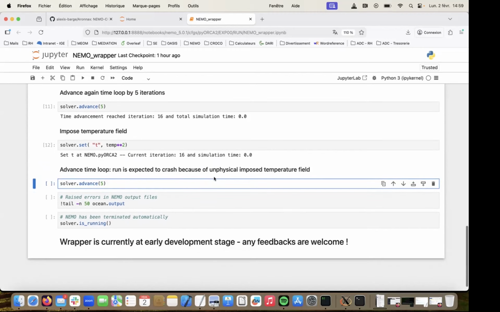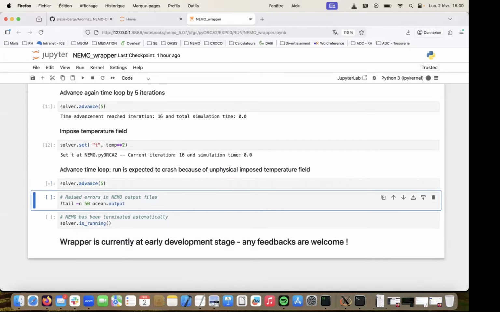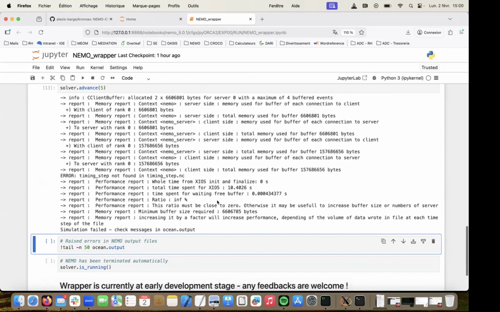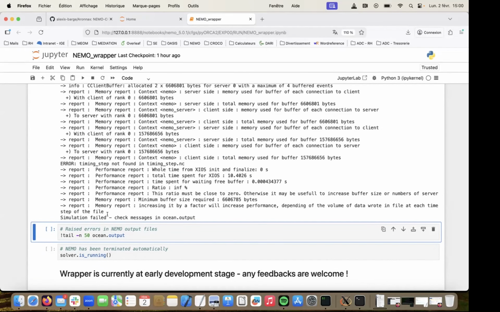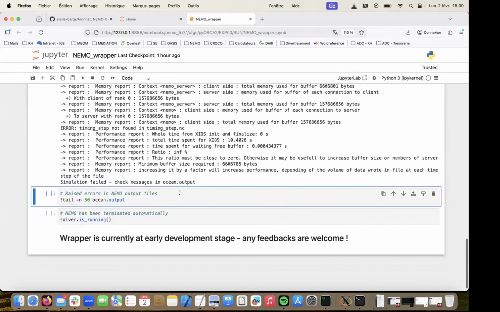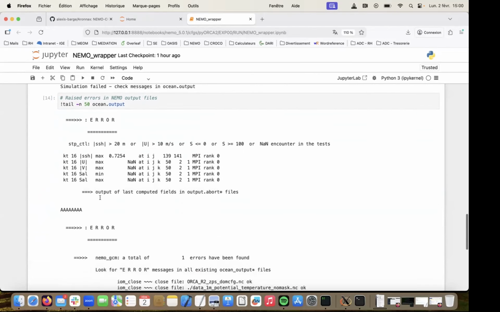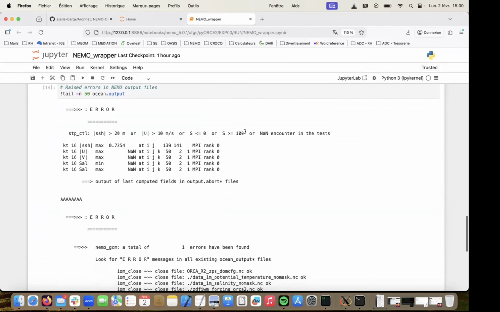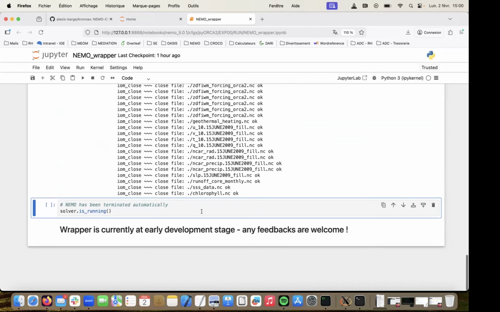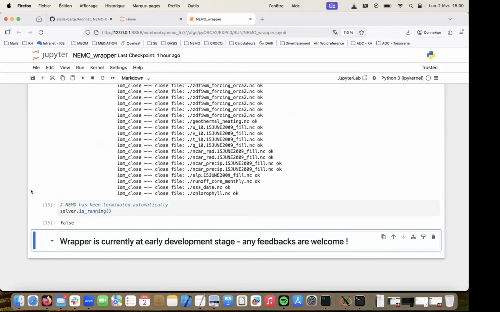Just to showcase that the update has been well performed, I asked NEMO to advance by 5 time steps, and the simulation failed as expected because we have imposed a non-physical field. So it failed, but it worked. If we check the NEMO output log, we can see the error message corresponding to a diverging physical state. We can also check that NEMO is not running anymore, so we can start another instance of NEMO if we wish to.